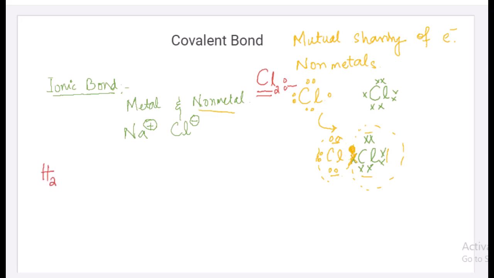Similarly, there is a hydrogen molecule in which there are 2 hydrogen atoms. How many electrons are in the outermost shell of hydrogen atom? 1. So there are 2 hydrogen atoms, right? Both need 1 electron to complete their duplet. They want to complete their duplet, that is 2 electrons in their outermost shell to become stable. So these hydrogens will come closer and they will share their electrons.